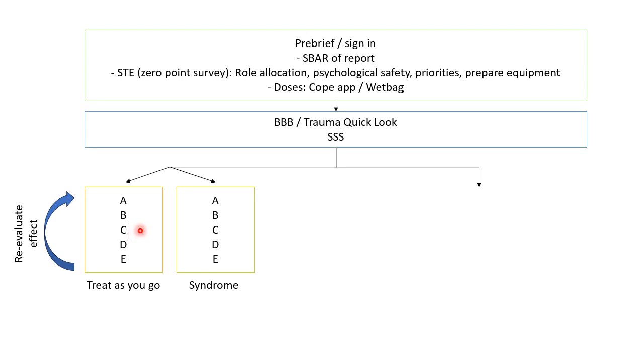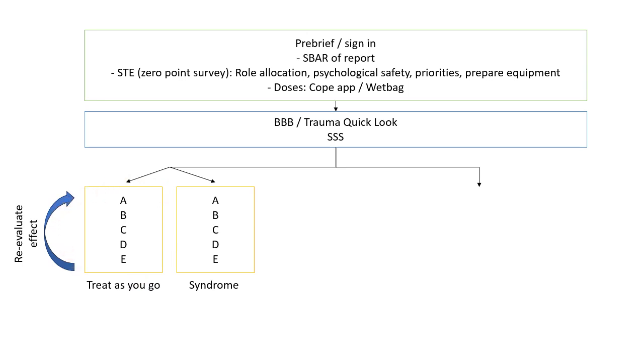And that is good for buying time. That is what the treat-as-you-go is, buying time and collecting data, whereas in syndrome management the data and the bought time are supposed to give us time so that we can specifically treat someone with the syndrome that we think it is. And this is an iterative process, right? Where you do one thing and then you reevaluate the effect of what you've been doing, and that's hugely important in the EPALS course, especially because they mainly focus on this part.